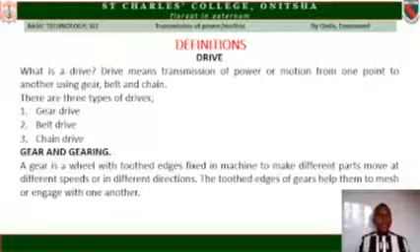Gear and gearing. A gear is a wheel with 2 edges fixed in machine to make different parts move at different speeds or in different directions. The 2 edges of gears help them to merge or engage with one another.